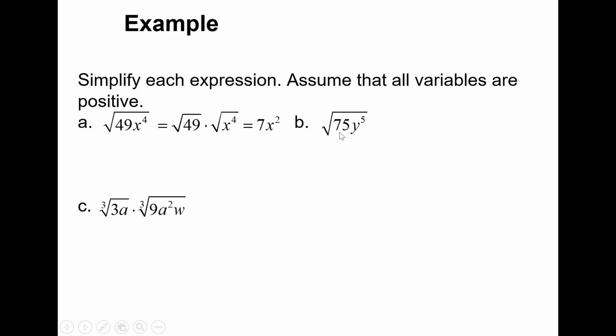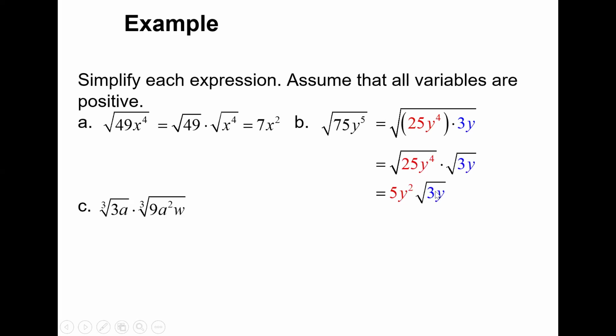What about 75y to the fifth? Well, we can do a 25 and a 3, and then we can do a y to the fourth and a y and break it down into that. So we have a 25y to the fourth and then a 3y. So this one we can take the square root of, which is going to be 5y squared, square root of 3y. And that ends up as our final answer.